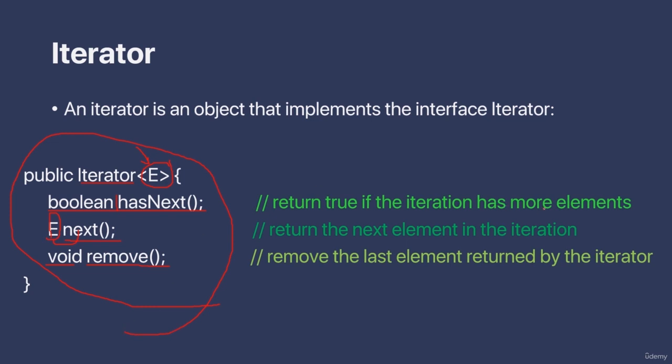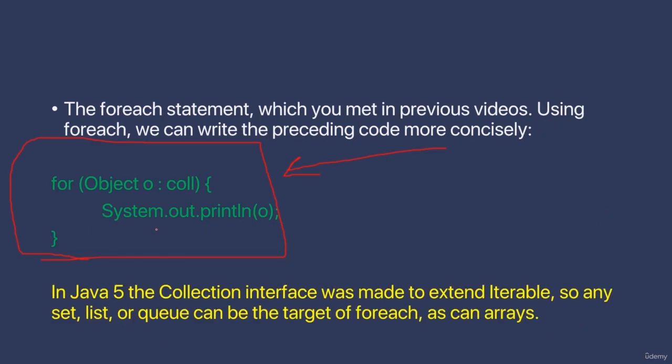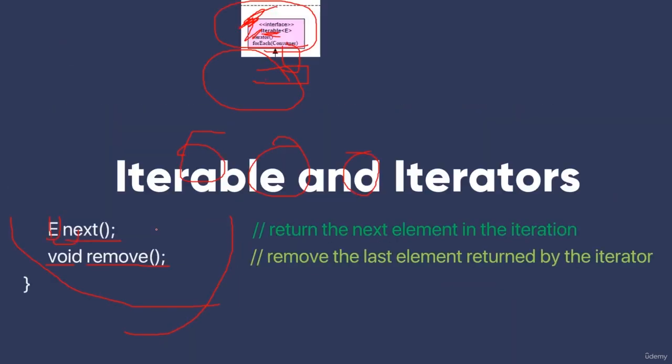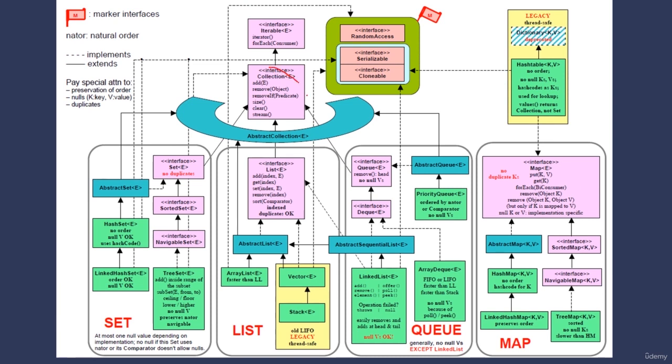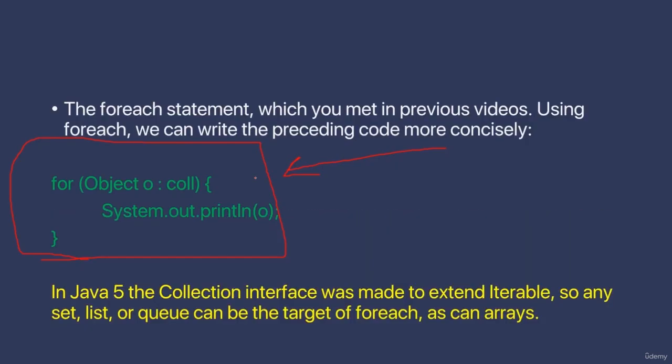And these are the characteristics of iterator. And for iterable, we need to understand that iterable has a method iterator. The returning type is Iterator of type T. This allows us, since the collection interface extends iterable, to use for each with a collection. So set can now use for each, list can use for each, and queue can use for each to get all the elements of its collection. Okay, so I hope you understand it.